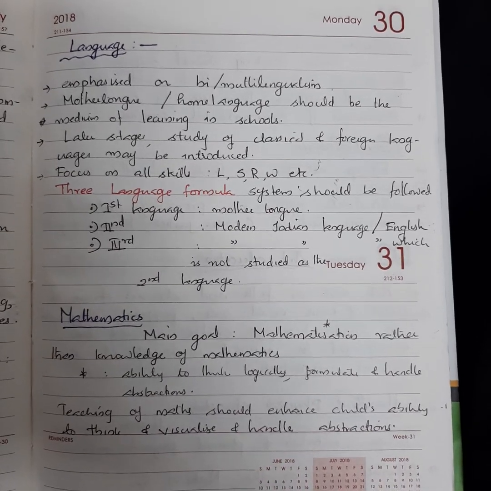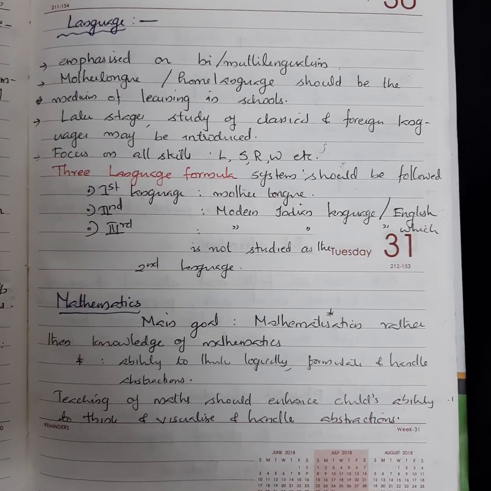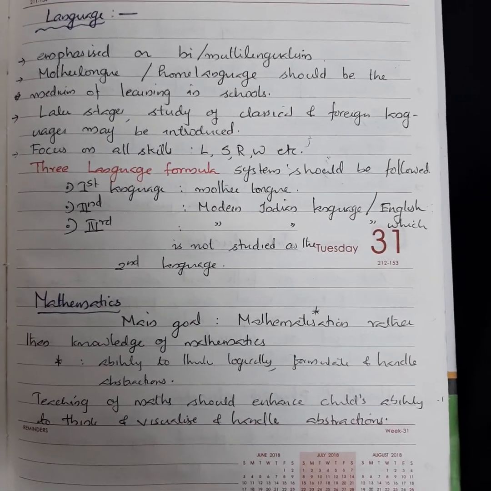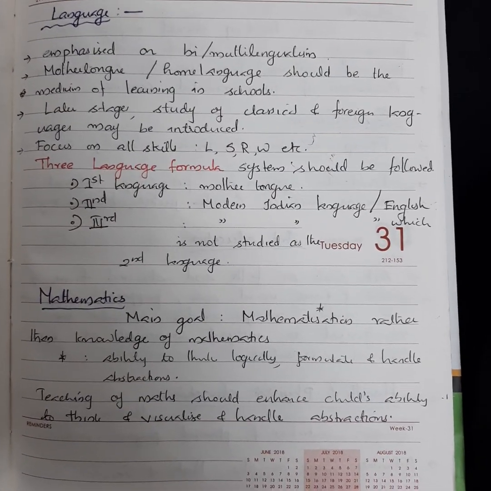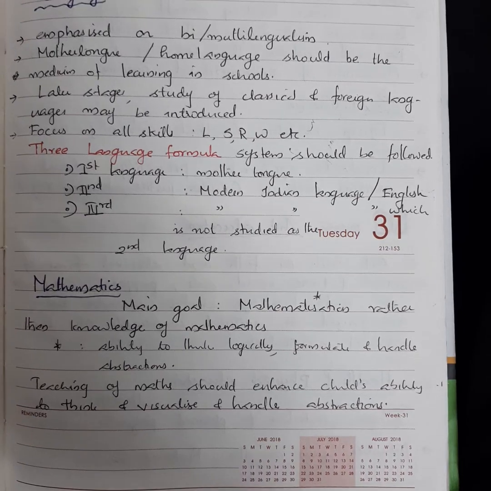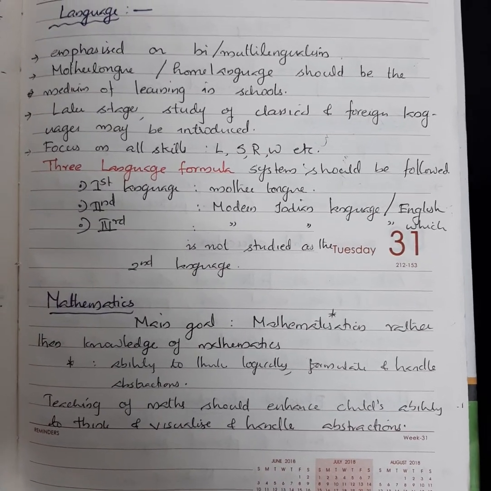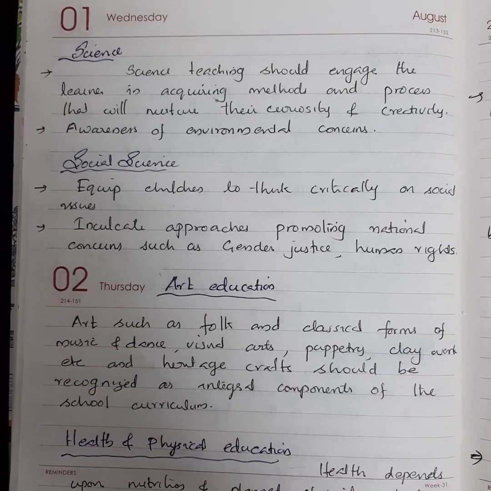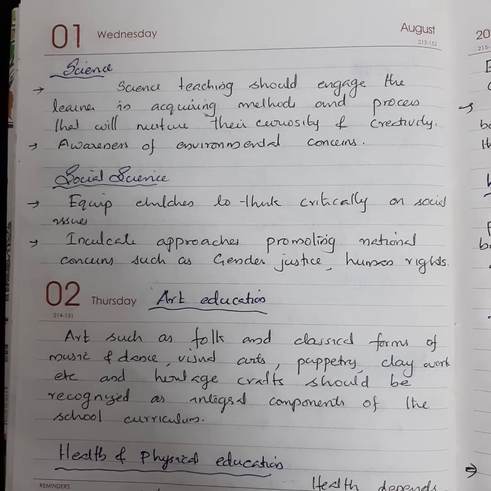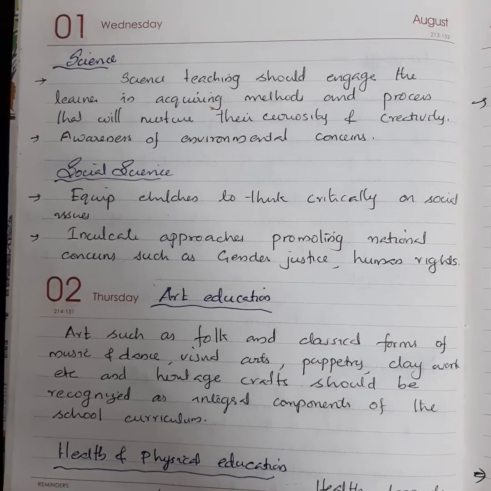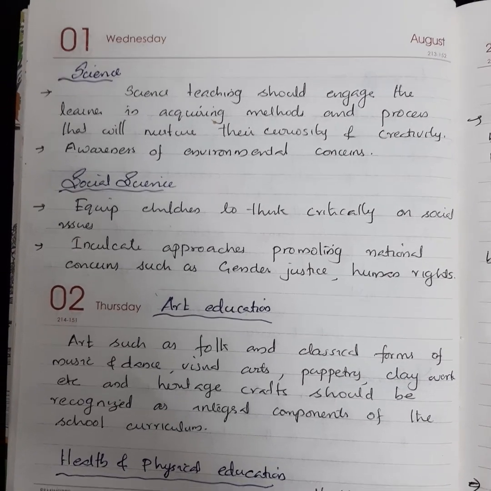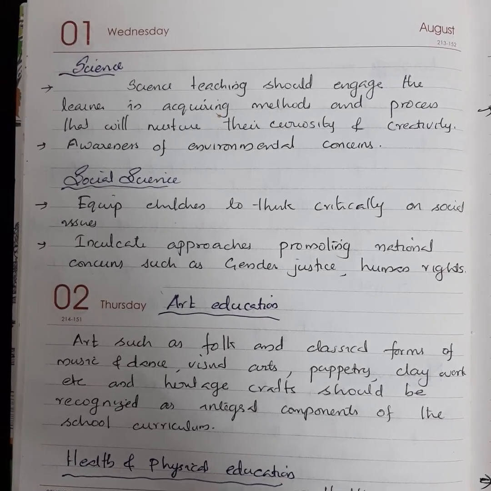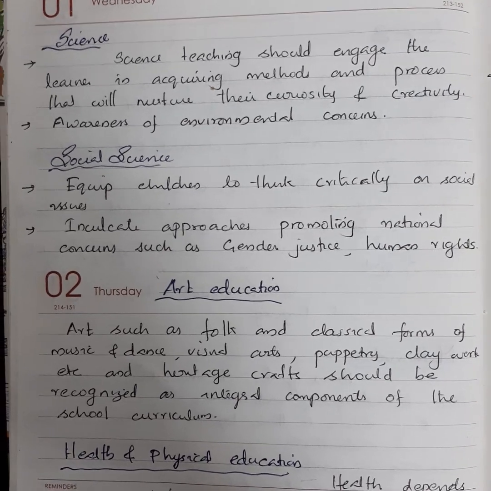Next subject is mathematics. Its main goal is mathematization, which means the ability to think logically, formulate and handle abstractions rather than the knowledge of mathematics. Teaching of mathematics should enhance the child's ability to think and visualize and handle abstractions. Next subject is science. In science, teaching should engage the learner in acquiring methods and processes that will nurture their curiosity and creativity. And science teaching should create awareness of environmental concerns.